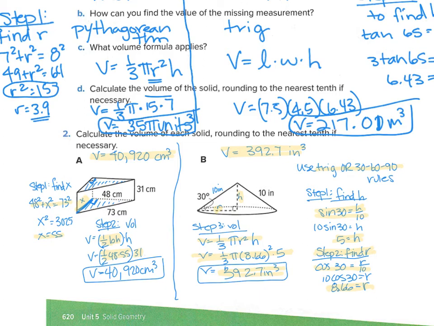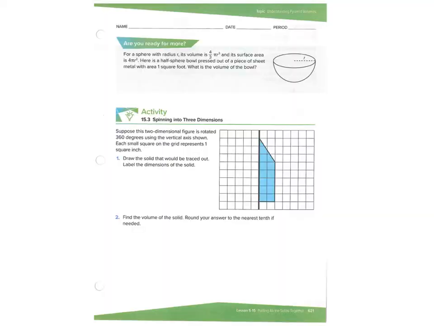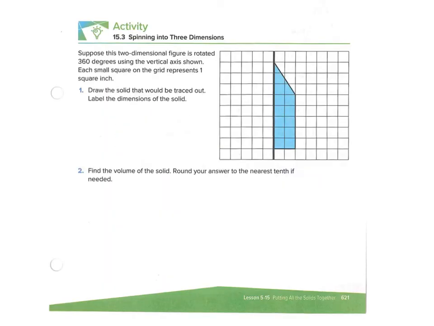Okay, let's take a look at the next page. So on this page 621, we have this problem where it wants us to spin this two-dimensional figure around the axis, the vertical axis shown. And then it says to draw, number 1, the solid.